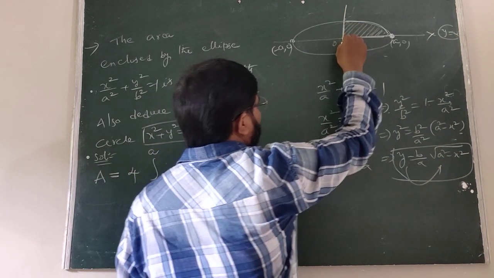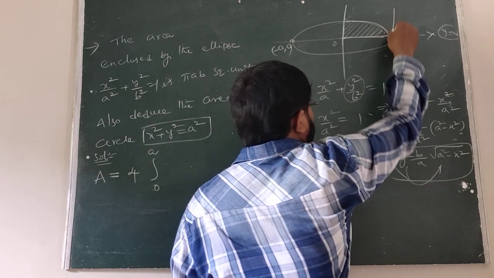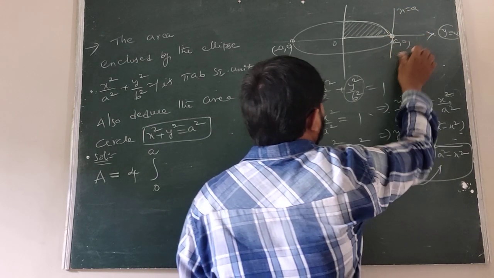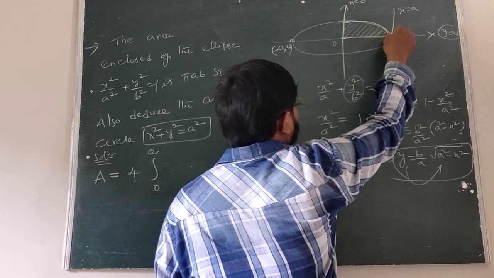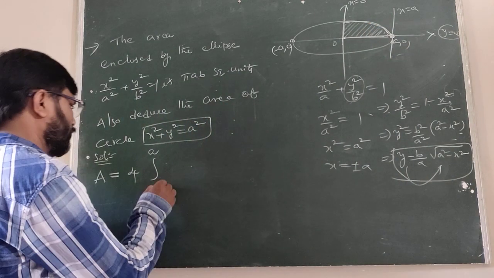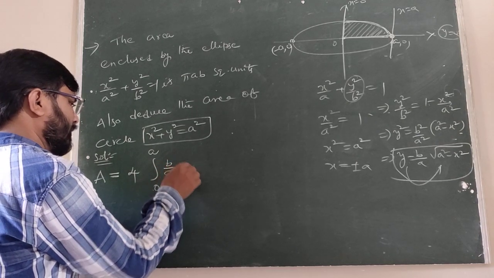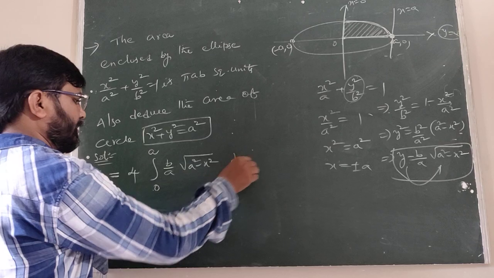These are the limits: x equal to 0, which is the y-axis, and the line x equal to a. This curve is bounded by these lines. Therefore, we get simply 4 times the integral from 0 to a of y dx, which is b by a under root of a square minus x square dx.